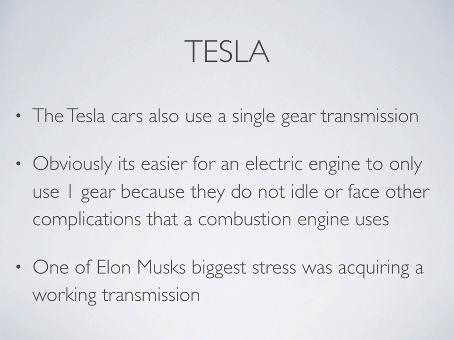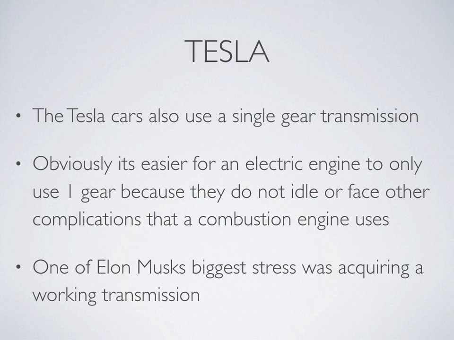Also Tesla, most people don't think they have any transmission, but they do have a single gear. Their single gear is just to turn down the motor speed to wheel speed. I think they use a 9.47 to 1 ratio.